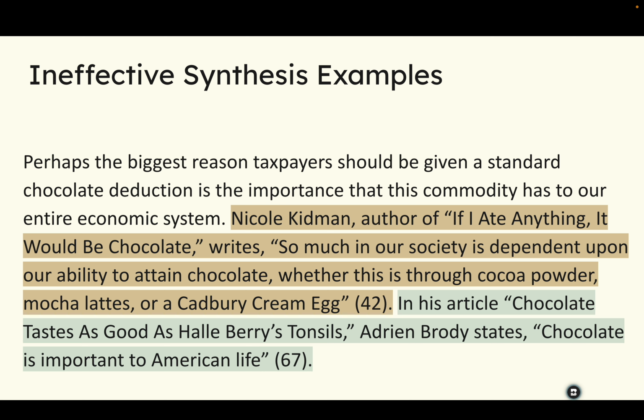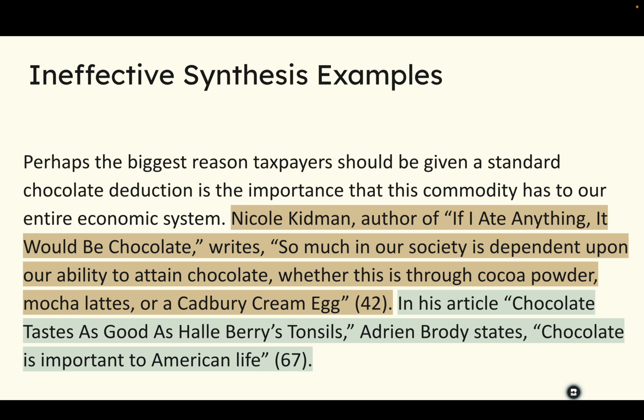Here's an example of ineffective synthesis. So take a look at this and see if you can think, what is it missing or how could it be improved? We pull in Nicole Kidman here. We have a really nice introduction to that quote. We know who the author is. We know what the text is that it came from. We have "writes" as the signal phrase, and then comma, quote. We have a nice citation at the end. After that quote, we go to the next one.